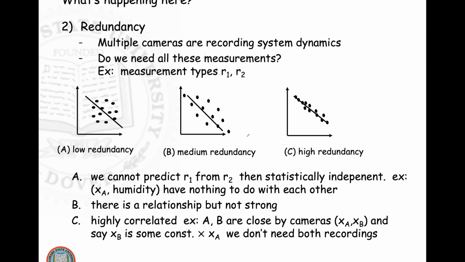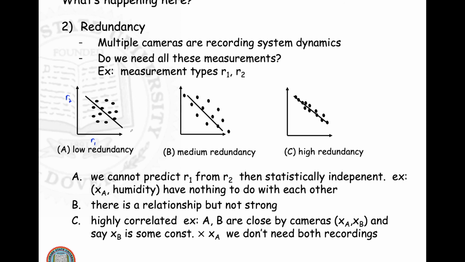Okay. And so let's take a look at the second point, our redundancy. We have multiple cameras that are recording the system dynamics. And the question that we ask when we think about redundancy is, do we need all of these measurements, the XA, YA, the XB, YB, the XC, YC, for each of these three cameras? So let's assume we have different measurement types. We'll call them R1, and let's assume R1 is associated with the horizontal axis in each case, and R2 is the measurement type or feature that is associated with the vertical axis.